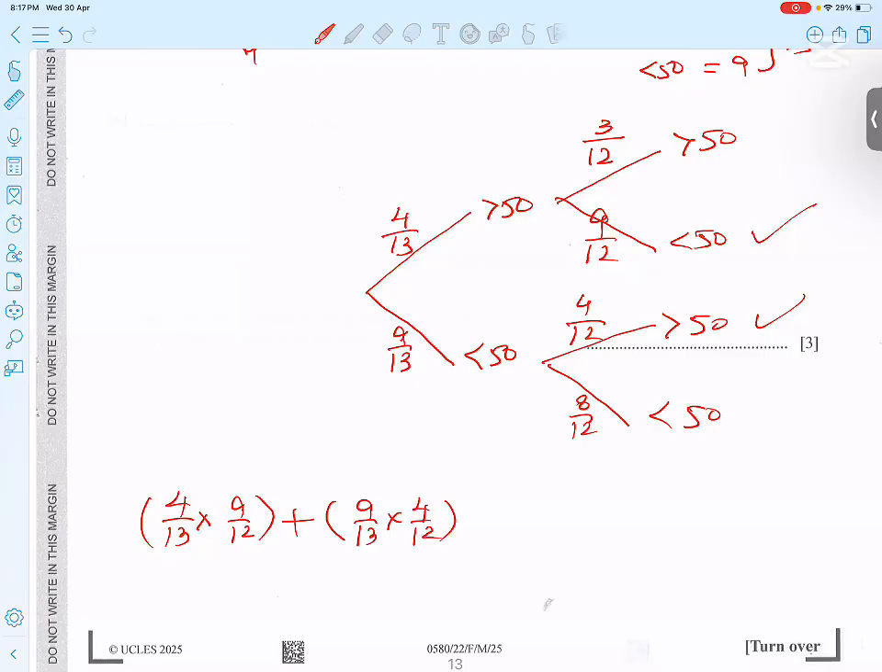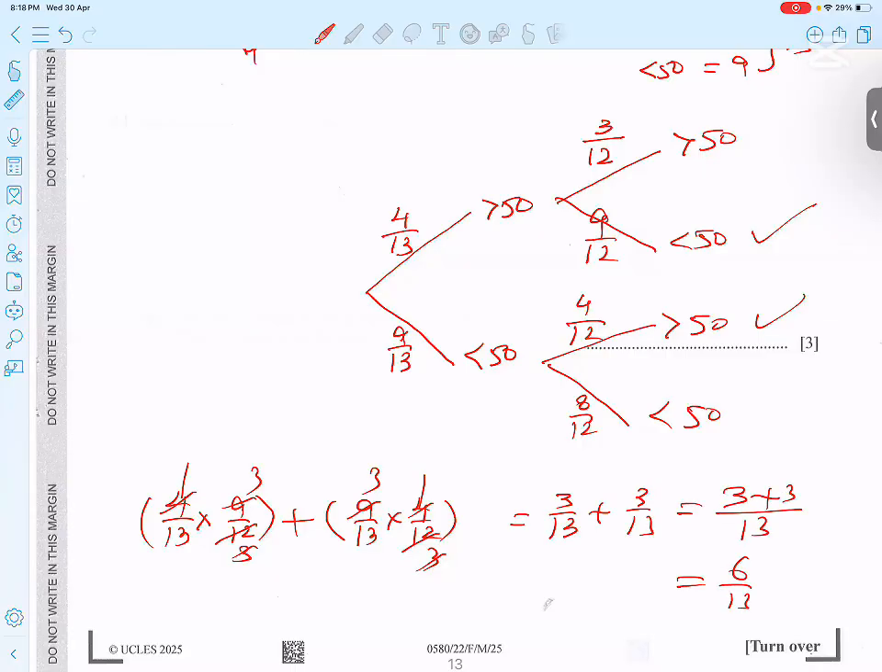So if I check it, wait a minute. If I just check it, 9 fours are 36. Or I can simplify. Okay. 4 ones are 4, 4 threes are 12. 3 threes are 9 and 3 threes are 9. Okay. And I got 3 out of 13. 3 out of 13 plus 3 out of 13. LCM is 13, and I got 3 plus 3, which is 6 over 13. And finally, I got my answer.